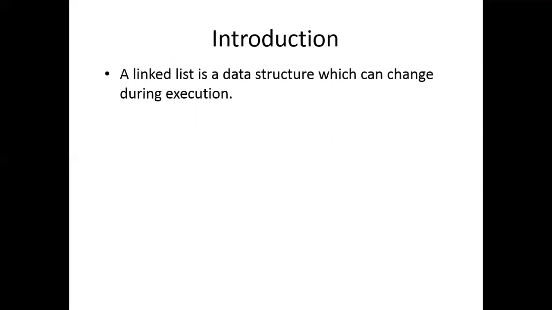First we have to know what is meant by data structures. A data structure is the way of organizing data in the memory so that it is easy to manipulate the data. When you go for data structures, you have many types, linear and non-linear. Now we are going to see one among them, the linked list. A linked list is a data structure that you can change during execution.